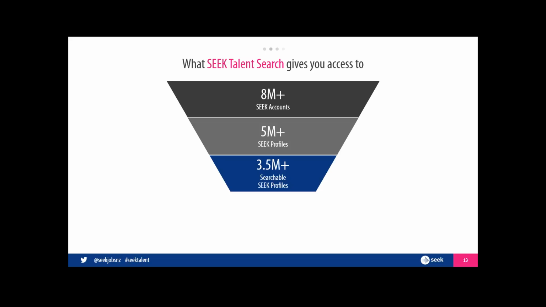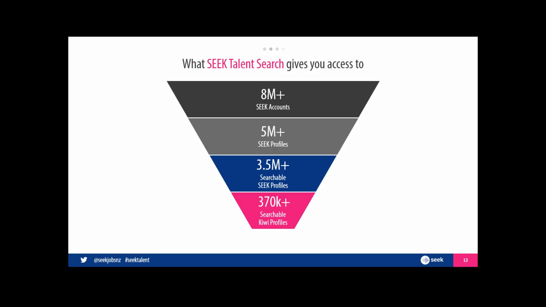So there's more than 3.5 million searchable profiles across the entire platform. What we mean by searchable is they haven't turned them off. They're saying, I'm happy to be approached. Whereas the other 1.5 million that have a profile have said, nope, I've found a job, I'm happy, I'm going to switch my profile off for now, and I'll turn it back on when I'm ready again. You can't see the ones that have switched it off, you can only access the ones that are searchable. Out of that 3.5 million, there are more than 370,000 searchable Kiwi profiles. These are people who are currently residing in New Zealand.